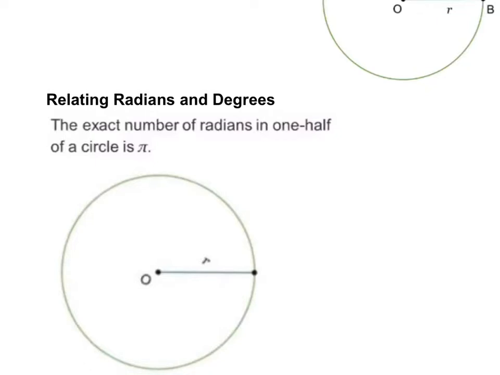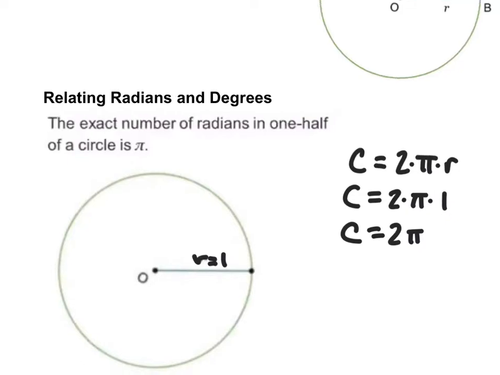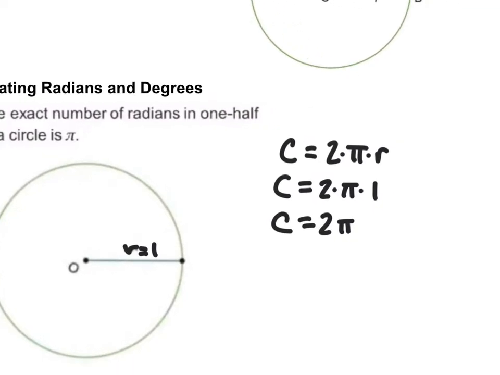What I like to think about is circumference. Let's say that our radius here is equal to 1. My circumference is equal to 2 times pi times your radius. If your radius is 1, your circumference is 2 times pi times 1, so your circumference is 2 pi.